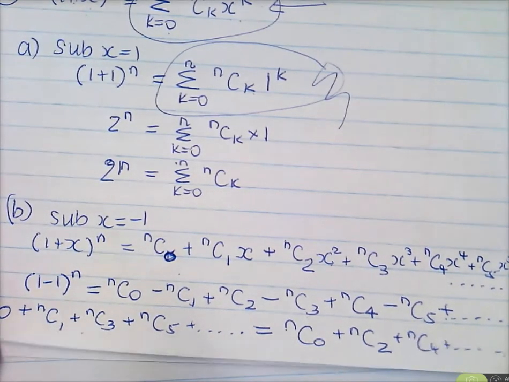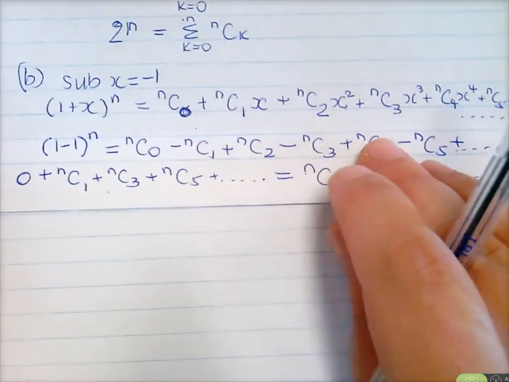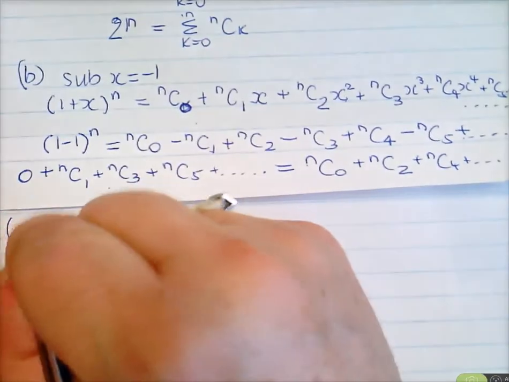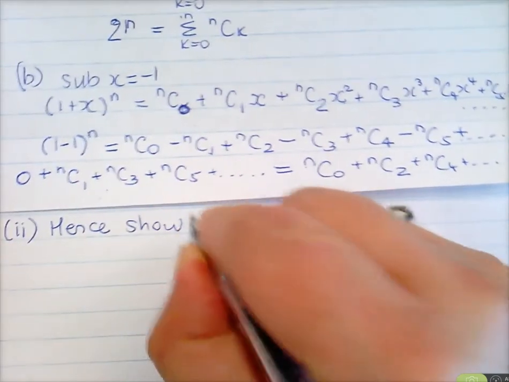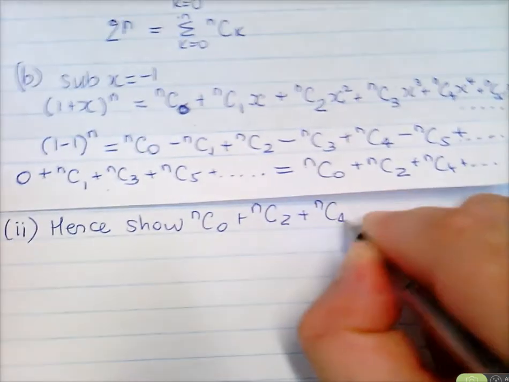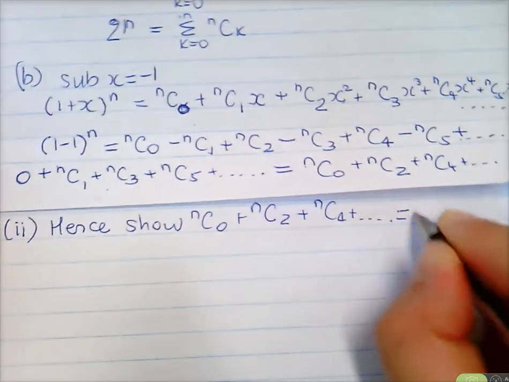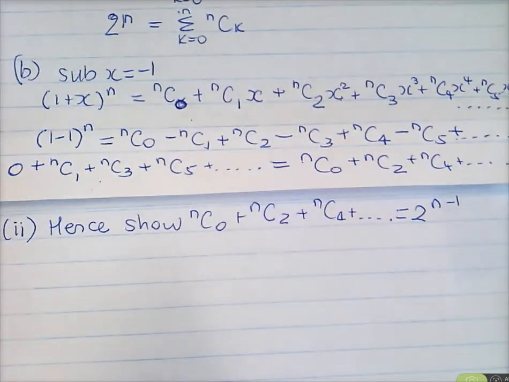So we have to use the result of part A. I'm just going to write down what we've been asked to show. So let's put A in there. That's A. So this is part 2 of B. So now we need to hence show that NC0 plus NC2 plus NC4 plus a whole lot of other stuff equals 2 to the n minus 1.